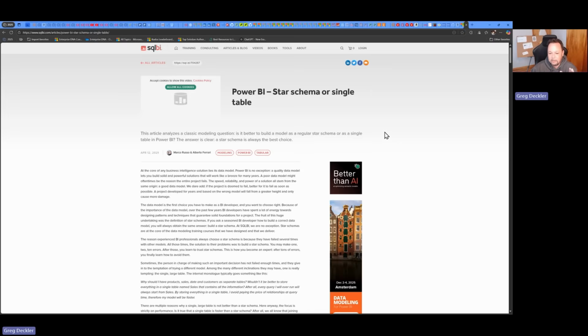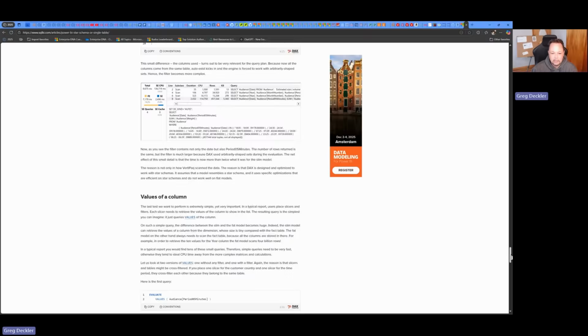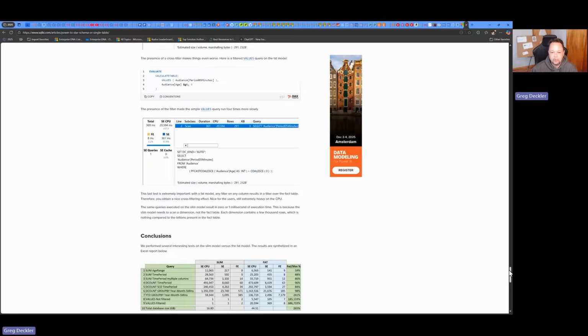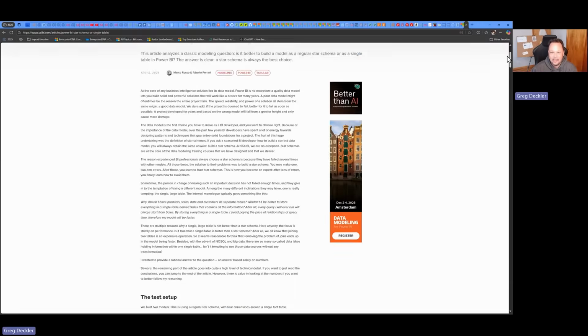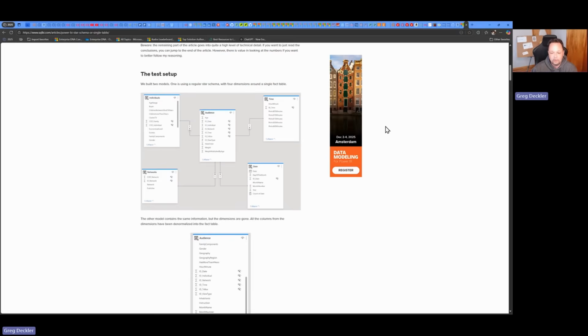But let's stick right now, before we get into the flat table or single table versus star schema, let's talk about the problems in this blog article. And the first major problem that you find as you go through this is that it's not repeatable. Okay, like I can't download the PBIX files that they used and independently verify this and what they're saying myself. And that to me is a huge problem, right?